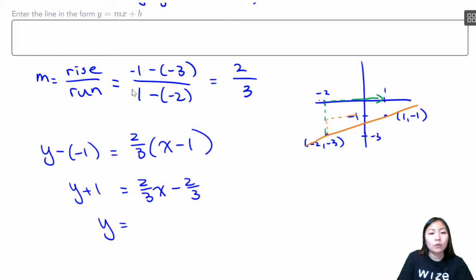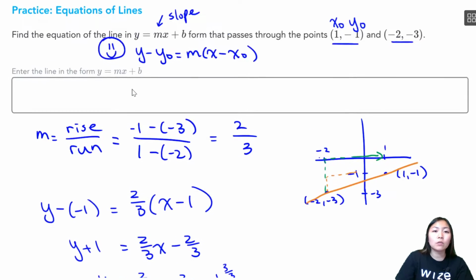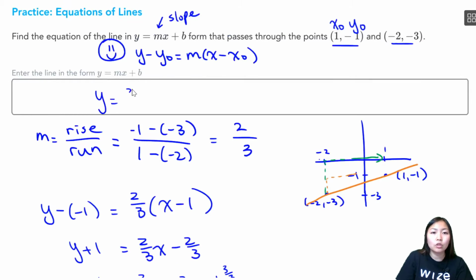So y equals 2/3 x minus 2/3 minus 1. Simplifying this, we get y equals 2/3 x minus, well, 1 is just 3 over 3, so this is minus 5 over 3. So the equation of this line is going to be y equals 2/3 x minus 5 over 3.